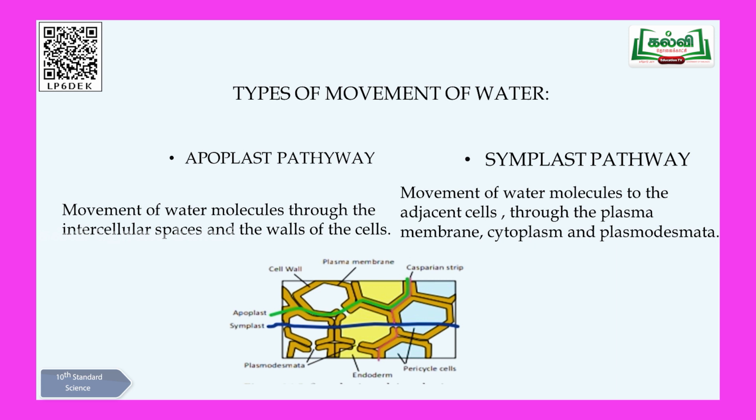Can you understand, children? Once again I will just revise. Types of movement, two types: apoplast and symplast. Apoplast is nothing but movement of water molecules through the intercellular spaces and the walls of the cells, two ways. Only water will be transported. Whereas in symplast, water molecules pierce the plasma membrane, and the next region is cytoplasm, then in between the gap, plasmodesmata. So, plasma membrane, cytoplasm and plasmodesmata are the routes through which the water molecules will be transported.